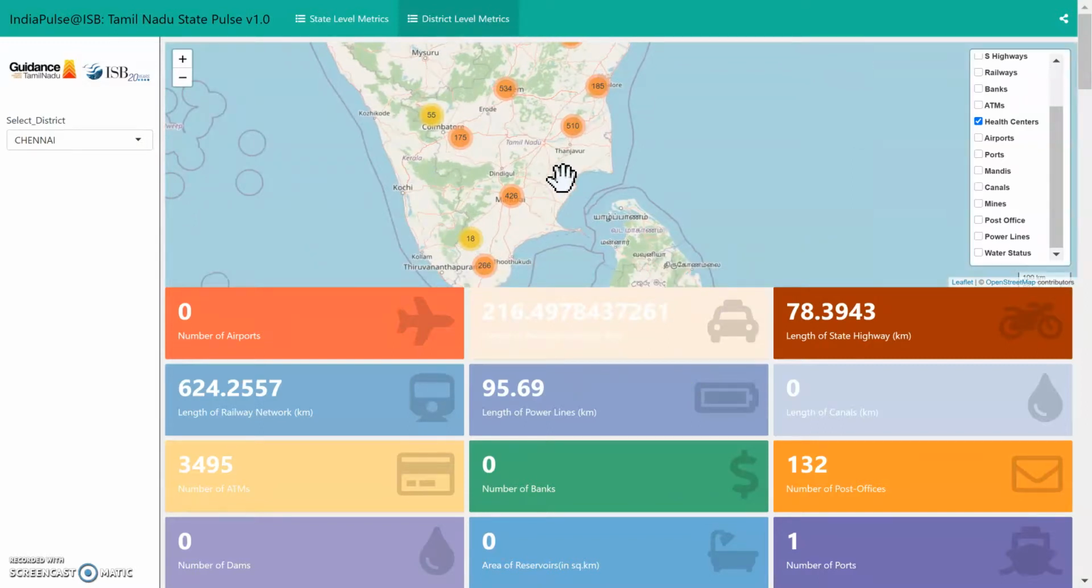So welcome again. District level metrics for Tamil Nadu, and we would be happy to make a similar dashboard for other states if they would share this data with us.